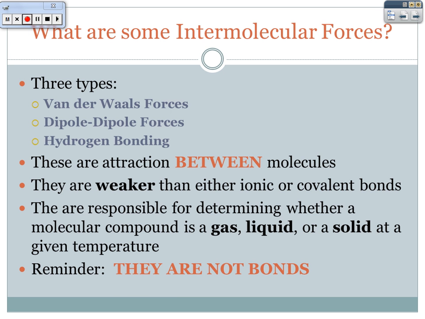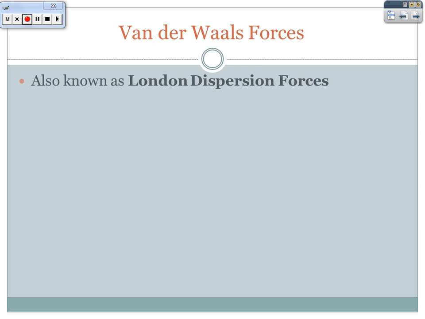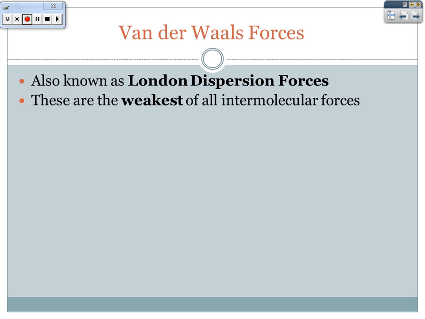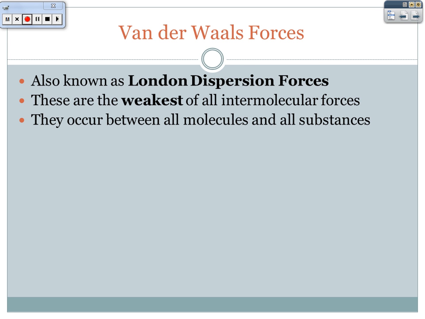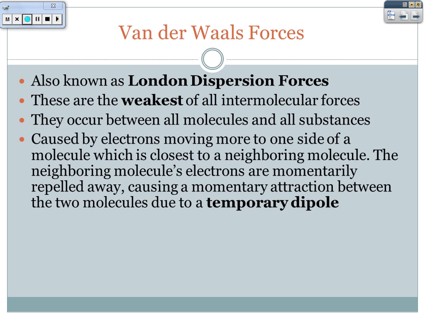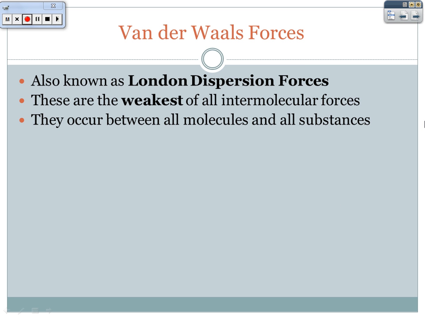So let's talk about some of these forces. Van der Waals forces are also known as London dispersion forces. These are the weakest of all the intermolecular forces, and they occur between all molecules and in all substances. So they are the weakest ones, but they are always there. So everything has van der Waals forces or London dispersion forces, no matter what.